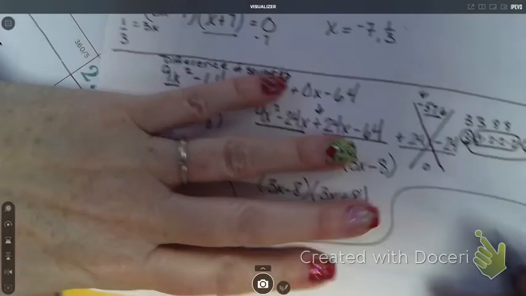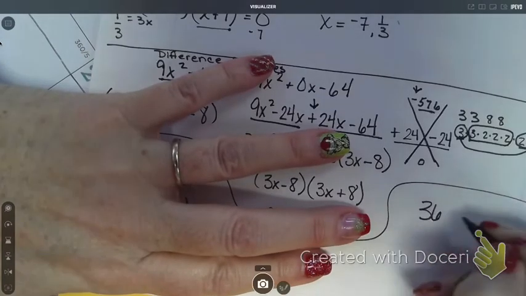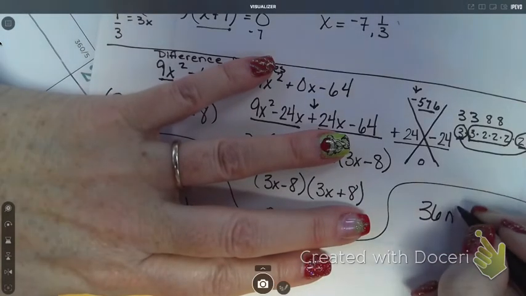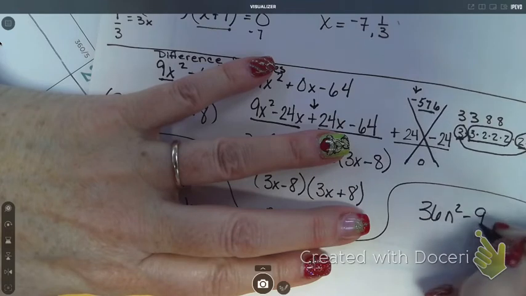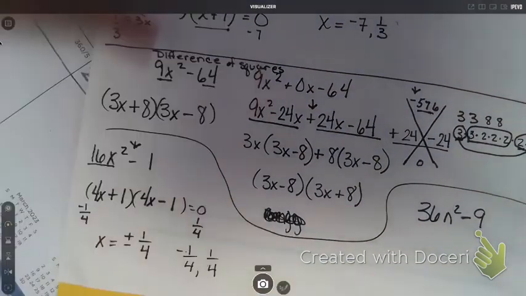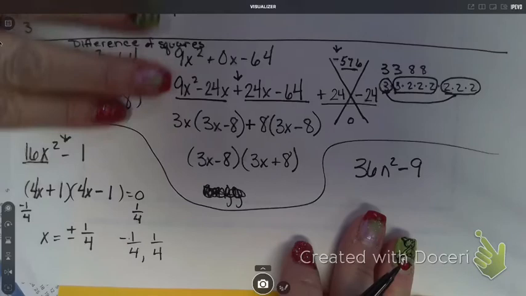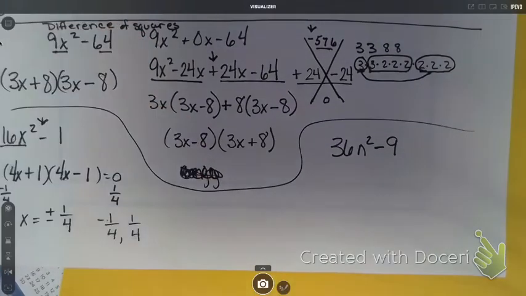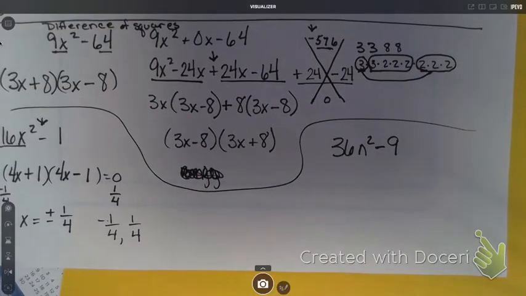Okay, try one on your own. 36n squared minus 9. Is it a difference? Are they perfect squares? The answer is yes. Perfect. They are perfect, right? So just do your difference of squares, your conjugate pairs.